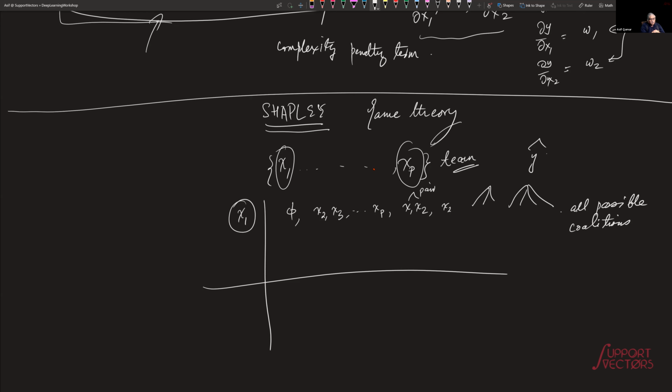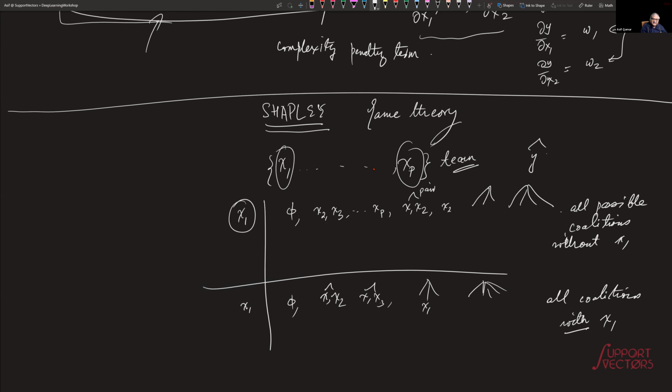And then what you do is you come up with another set, but this time, forget the null set, you include X1 in the models: X1, X1 X2, X1 X2 X3, whatever, pairwise, and you make your triplets, but keep X1, your quadruples. So you have all coalitions without X1, and all coalitions with X1 and without X1, this player.